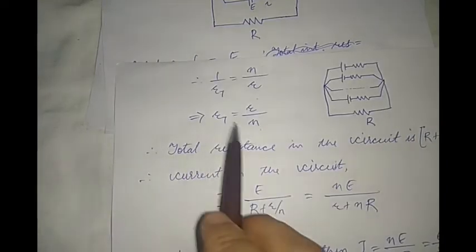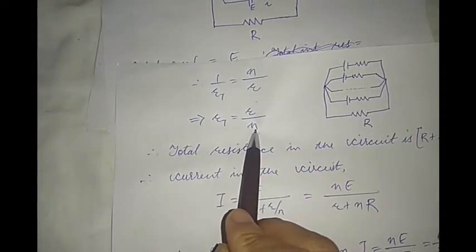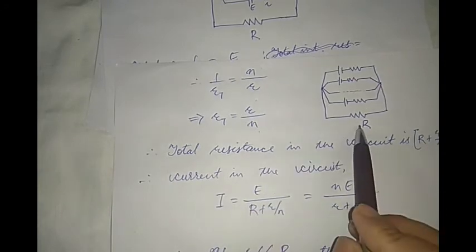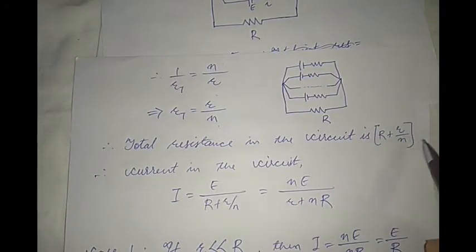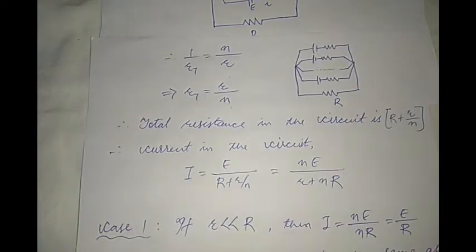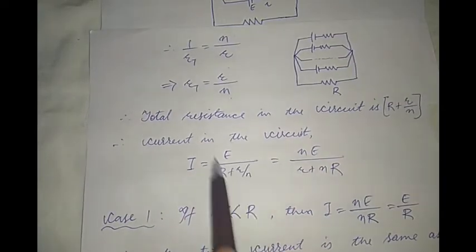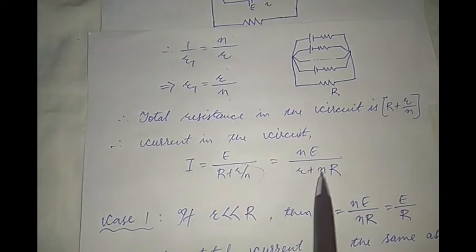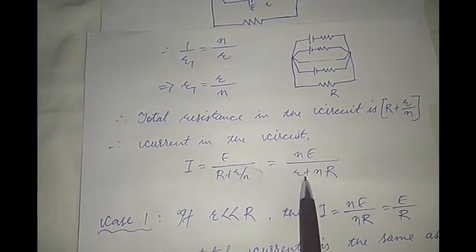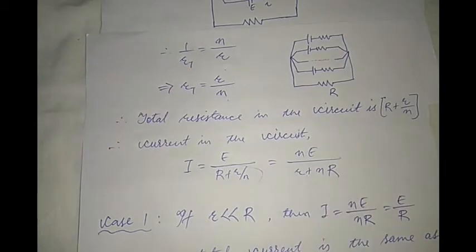I've drawn another picture for you all here also. So this is the total internal resistance, mind you. So what is the total resistance in the circuit? We have an external resistance also. The total resistance will be capital R plus small r by n. So the current in the circuit will be how much? The EMF divided by the total resistance, which can of course be rearranged and written this way: nE upon r plus nR.